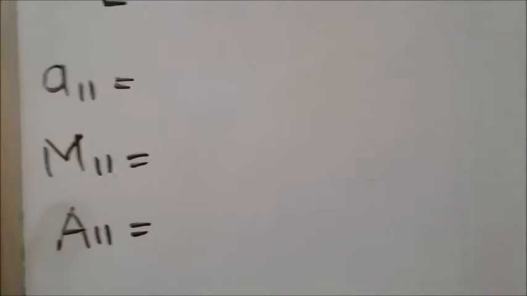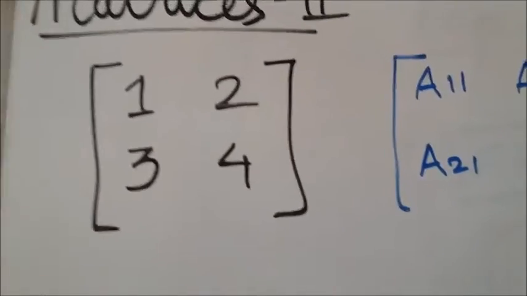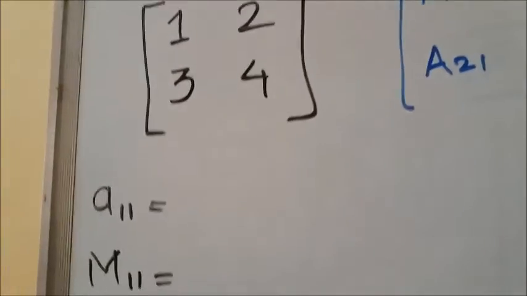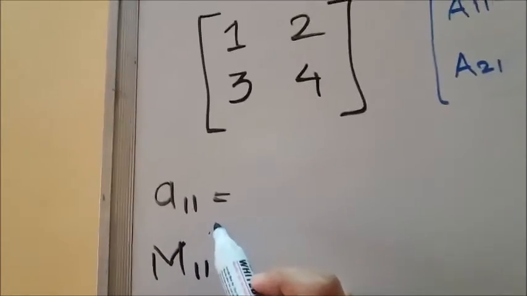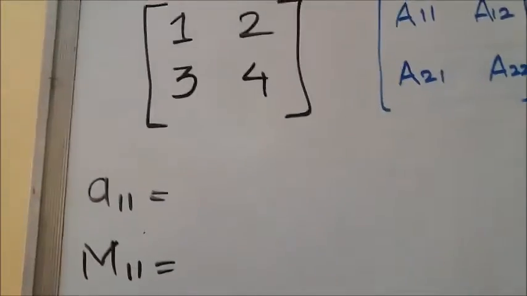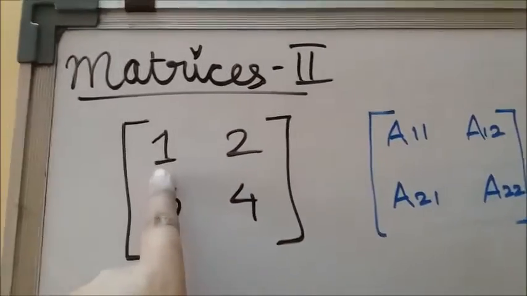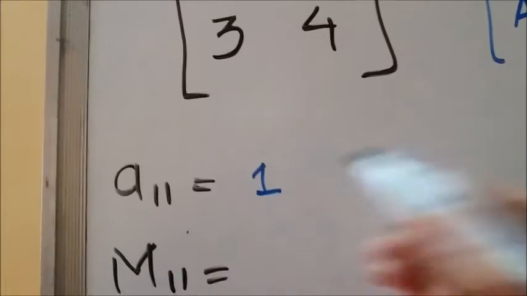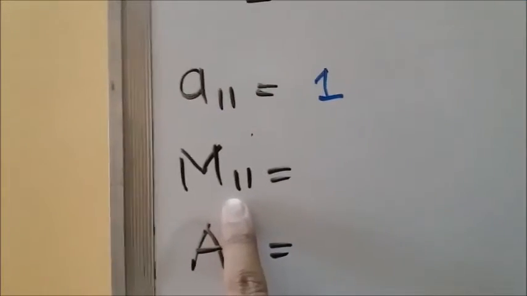There are 3 basic steps to calculate a cofactor. Since it is a very easy 2x2 matrix, it doesn't need much work. So what I have to do first, here it is A11. So I have to just write down the digit which is at the place of first row and first column. So what is it? It is 1. So I will write it down here. Now what is this M11? It is the minor of 11.